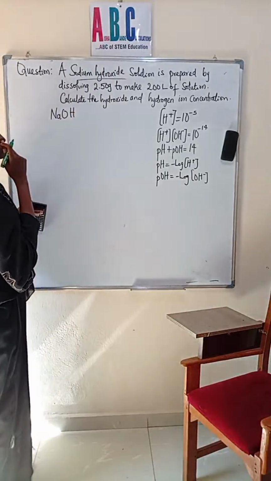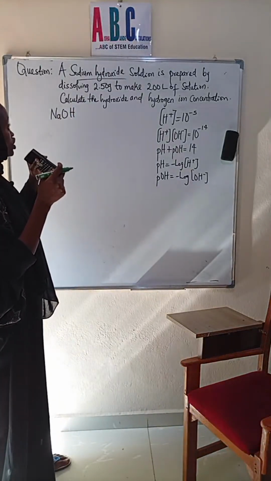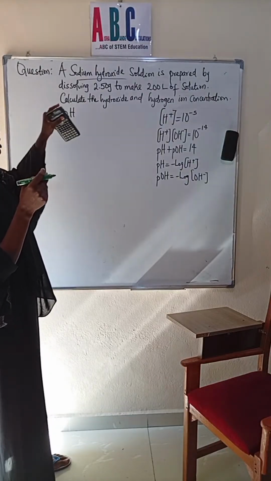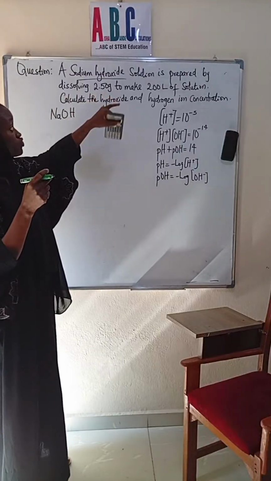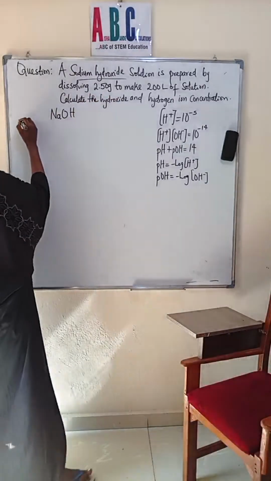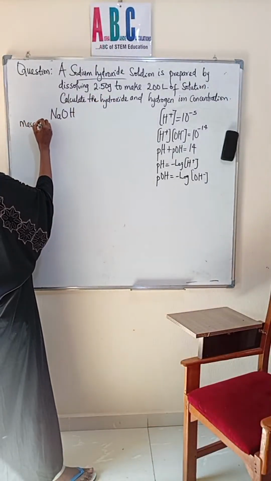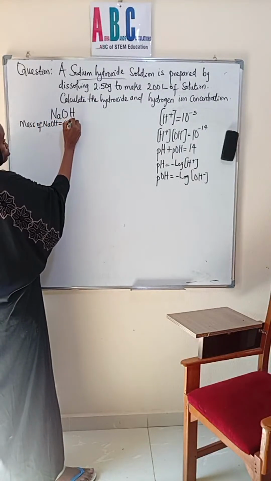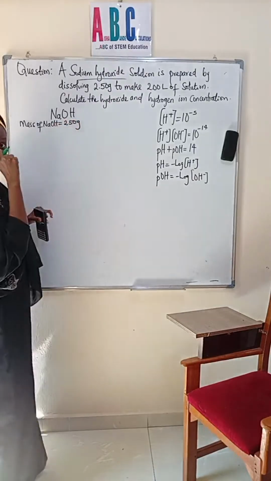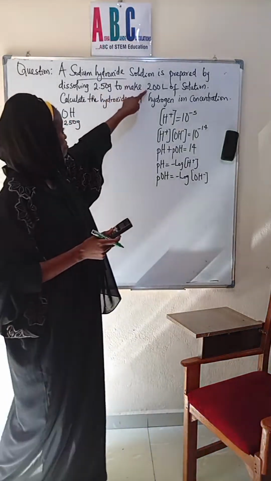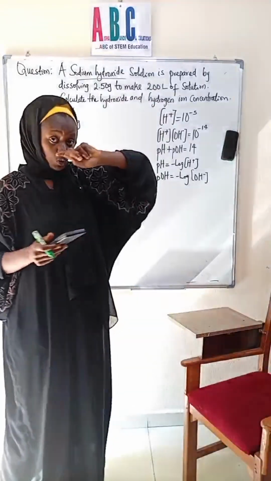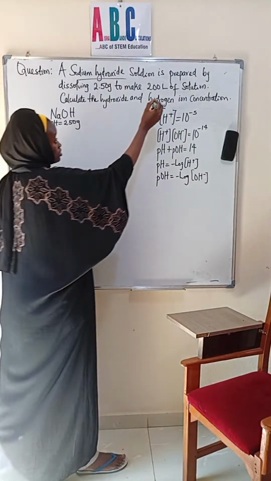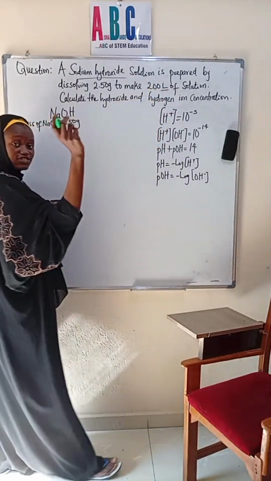NaOH, right? They say it is prepared by dissolving 2.50 grams. So what this means is the mass of sodium hydroxide is equal to 2.50 grams, to make 2.00 liter of solution. Once we see the word liter, it stands for the volume.